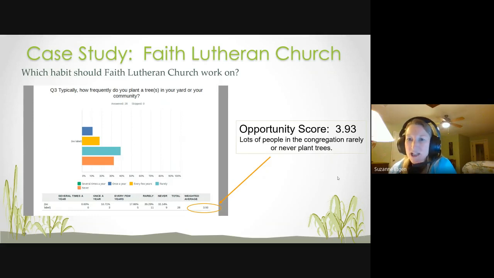And if you're plugging in your own survey and you need some tips about how to make it calculate that score, we can help you. But the survey gives it to us. So that was their opportunity score, and that's where I got it.